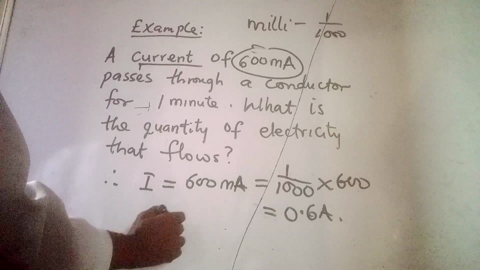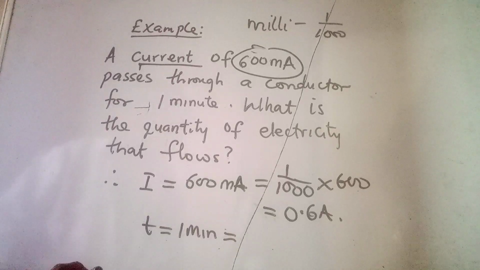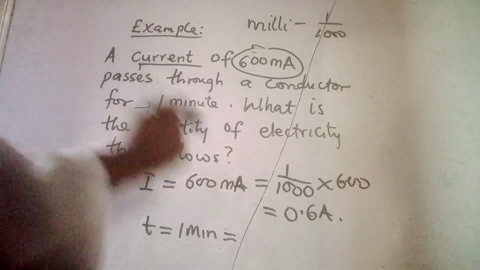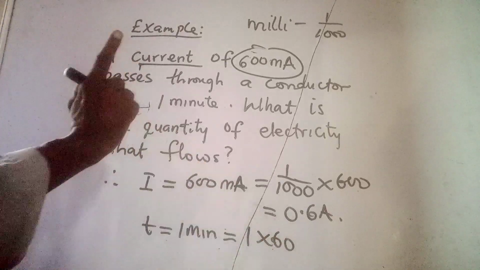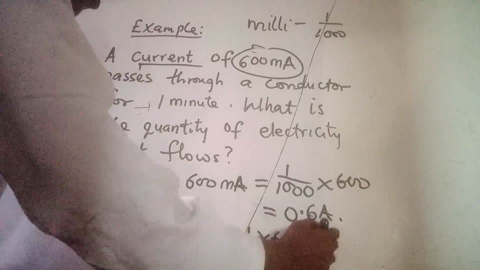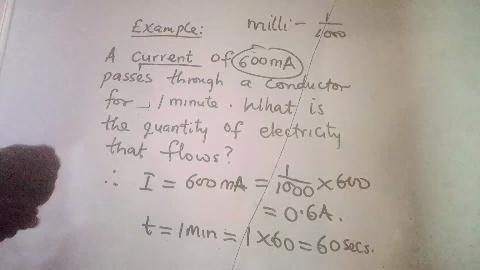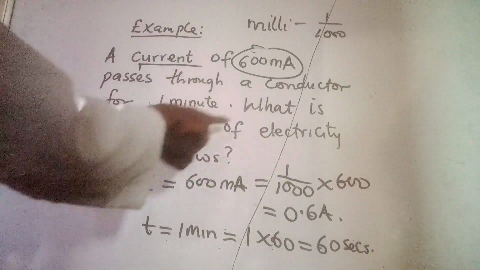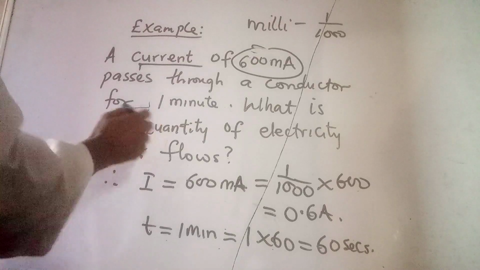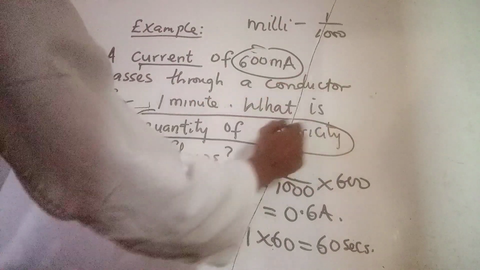And we are given time to be 1 minute. Do not forget, you have to convert it to seconds because that's the standard unit of time. 1 times 60, because 60 seconds make 1 minute, and that will give us 60 seconds. Now, according to the formula, we have to find quantity of electricity that flows. Quantity of electricity simply means quantity of charge.